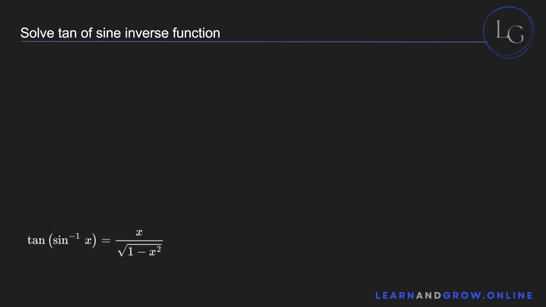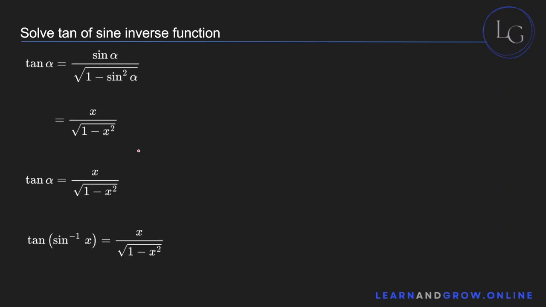So now what you'll do is replace the sine alpha terms with x, right? Because that's what we did initially. We said that sine inverse of x is equal to alpha, so sine of alpha is equal to x. So since sine of alpha is equal to x, this sine of alpha in the numerator becomes x, and this sine square alpha becomes x square, right?